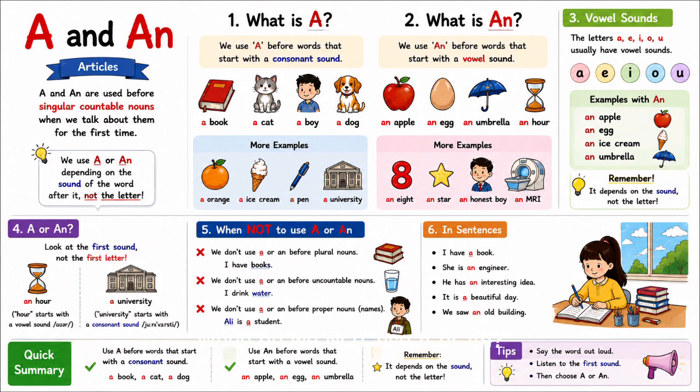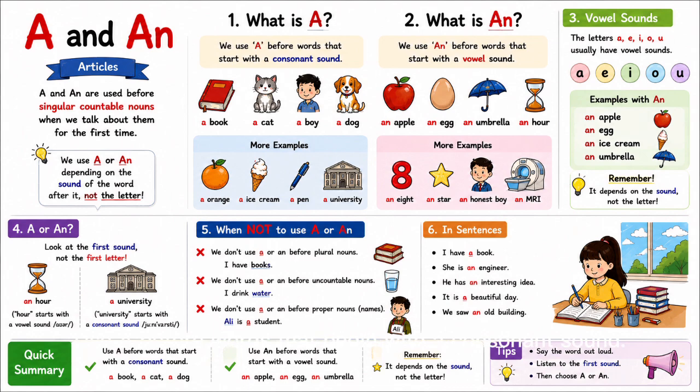When do we not use a or an? We do not use a or an with plural nouns. Not "a books", just "books". We do not use a or an before uncountable nouns. Not "a water", just "water". We also do not use a or an before most people's names. Not "a Ali", just "Ali".